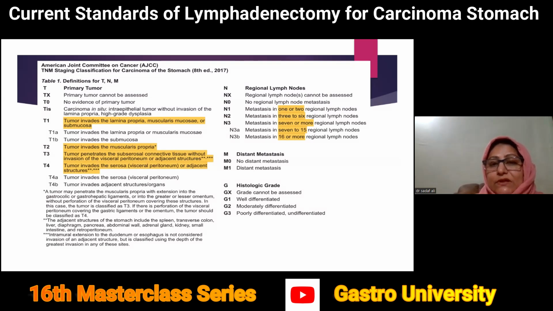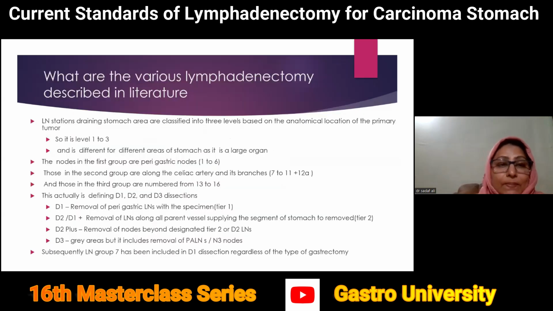And the nodes have the significance of N1 to N3, where one to two nodes are N1 disease and N2 is 3 to 6, and then N3 is 7 or beyond, where when 16 or more lymph nodes are involved, it is N3B. So, what are the various lymphadenectomy described in literature?